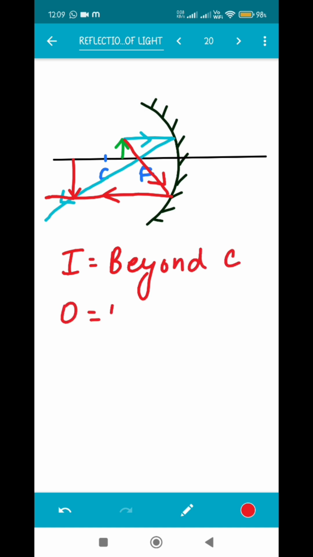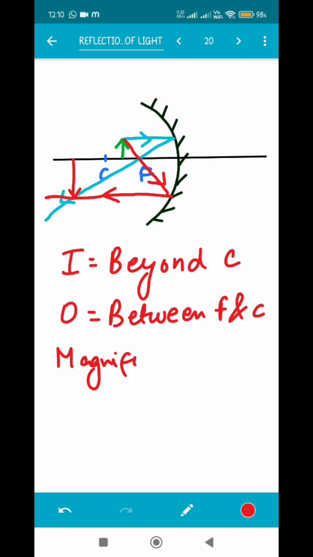The object is between focus and center of curvature, and the image is magnified. Don't write highly magnified, it is just magnified. It is real and it is inverted. I guess it is clear. Next, coming to just the opposite of this ray diagram. In this case, the object will be beyond the center of curvature, and as you have guessed it by now, the image will be formed between the focus and the center of curvature. Let's see.